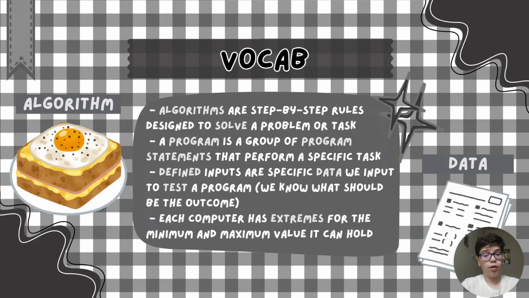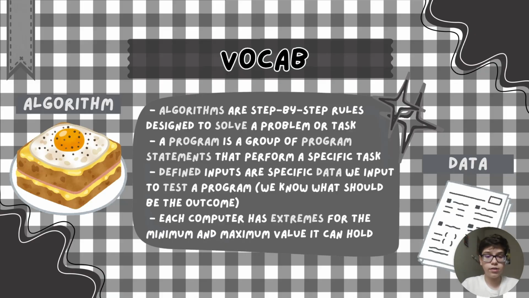Then a subcategory of an algorithm is a program. And a program is a group of program statements that perform a specific task. And in case you're wondering what program statements are, they are the lines of code you'll see within a whole program.